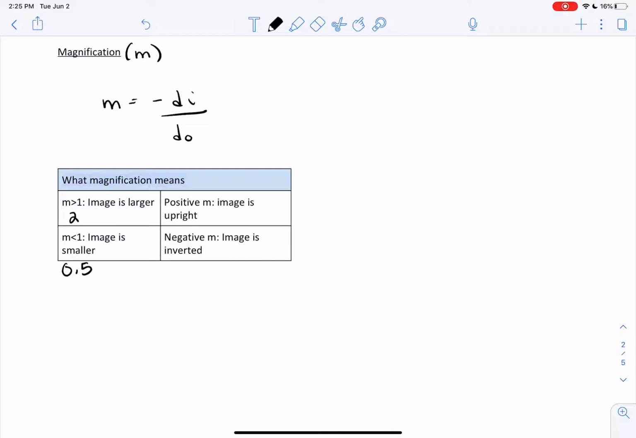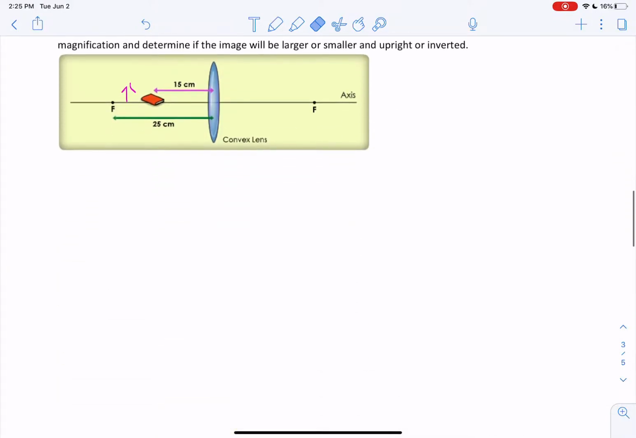If when you solve this equation you get a positive magnification value, it means your image is upright. If you have a negative magnification value, that means your image is inverted. So sometimes mirrors produce images that are actually upside down. And we know that is the case if you get a negative M. Okay? So let's take a look at an example problem here.